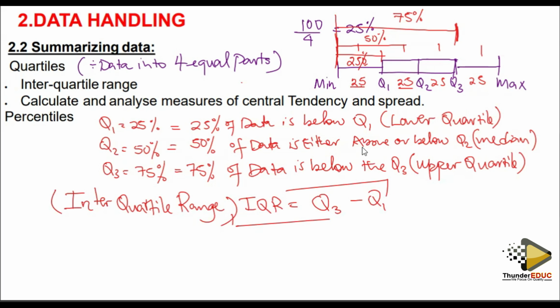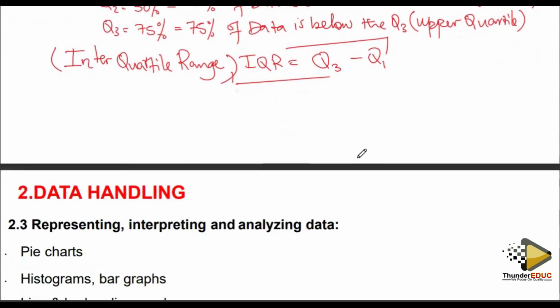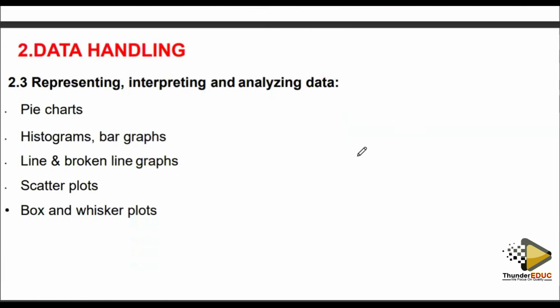The calculated analysis measures of central tendency, we've just looked at them: mean, mode, median. That's how we do it. All right, we look at data handling. Remember, you collect the data. You organize it. Then you classify it. Then you need to represent it.